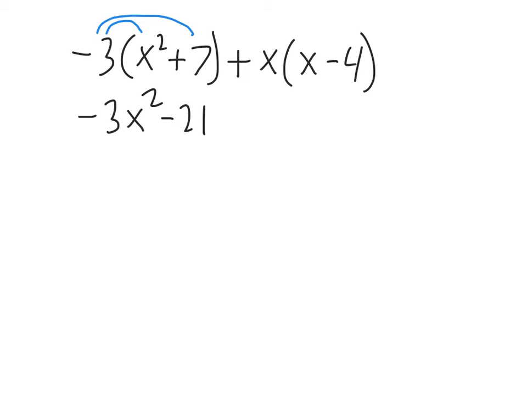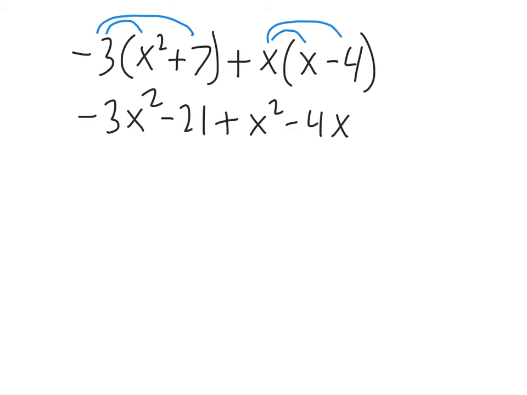Then, x times x is going to be x squared, so plus x squared. And then x times negative 4 is going to be negative 4x. Now we combine like terms. So you have to look at everything that is alike. So here we have an x squared, here we have a number, here we have an x squared, here we have an x. And you have to figure out which of these are alike.